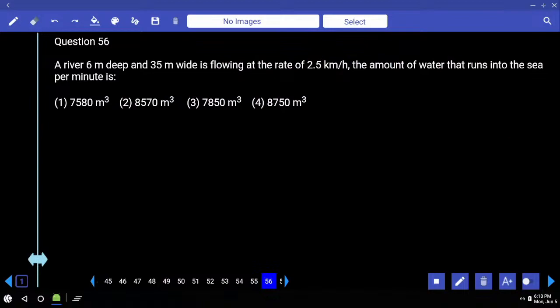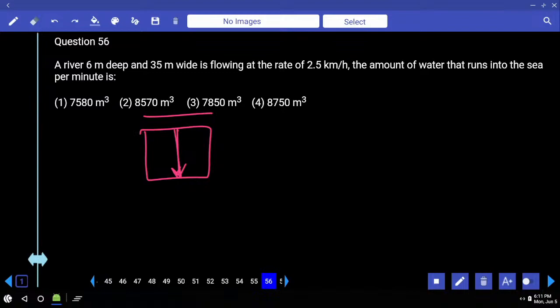A river 6 meter deep and 35 meter wide is flowing at the rate of 2.5 kmph. The amount of water that runs into the sea per minute is, he asked. So as I said last time, here we have to see what the opening of the river looks like. This is the opening, the river is flowing through an opening. The depth of the river is this and the width of the river is this.